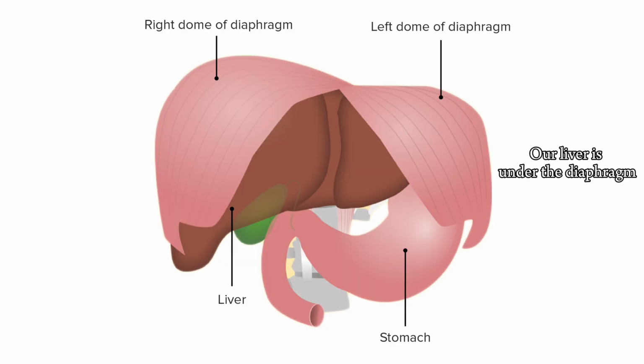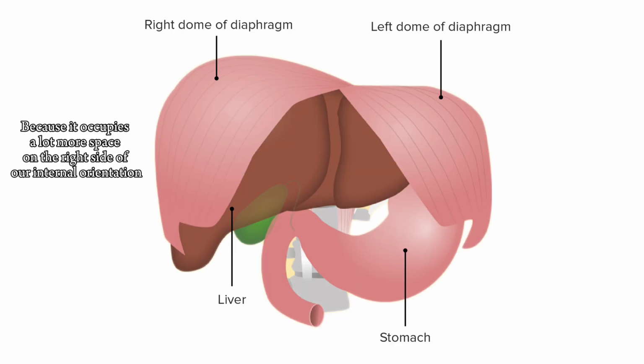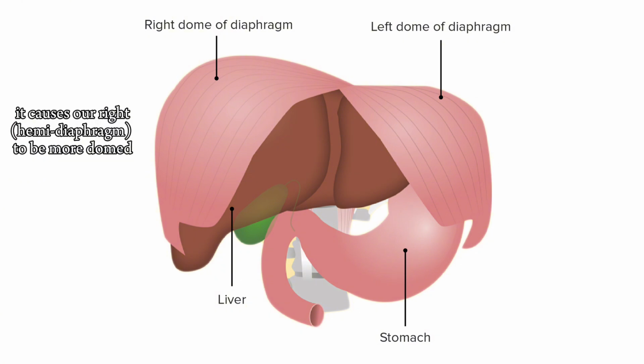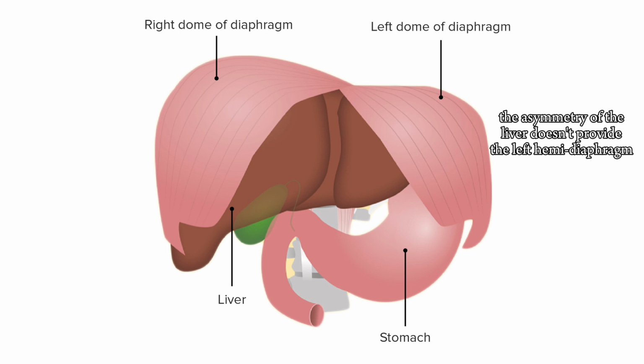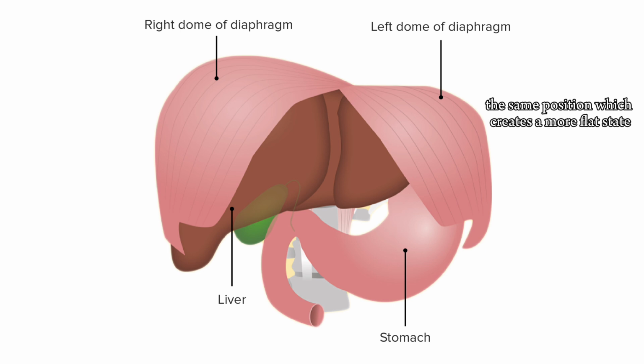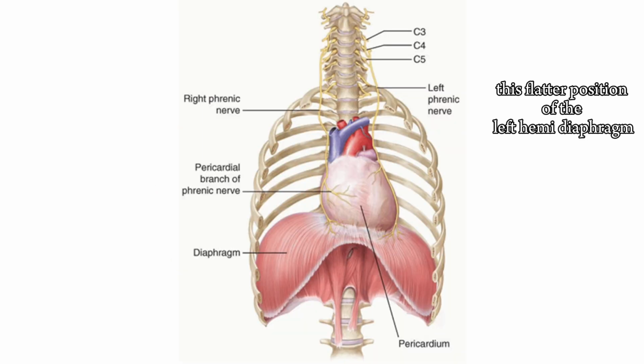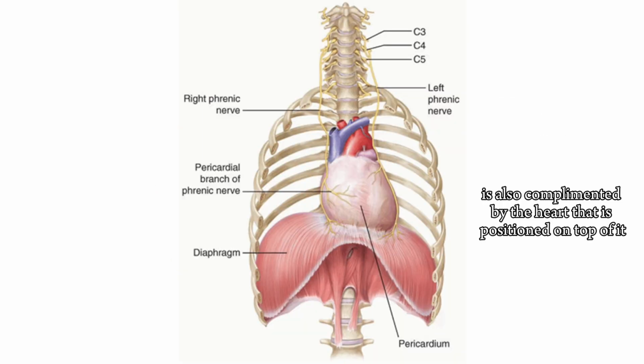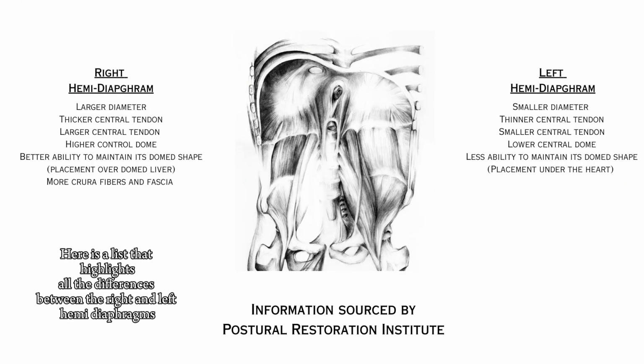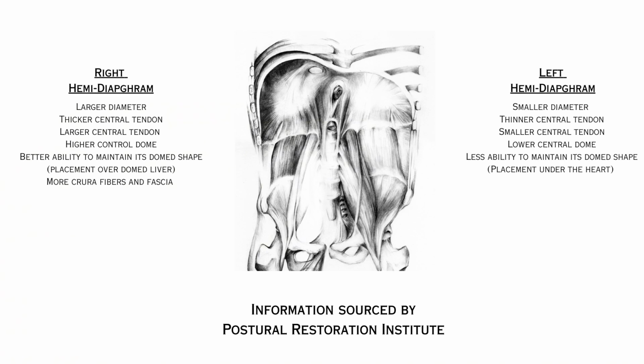Our liver is under the diaphragm. Because it occupies a lot more space on the right side of our internal orientation, it causes our right to be more domed. The asymmetry of the liver doesn't provide the left hemidiaphragm the same position, which creates a more flat state. This flatter position of the left hemidiaphragm is also complemented by the heart that is positioned on top of it. Here is a list that highlights all the differences between the right and left hemidiaphragms.